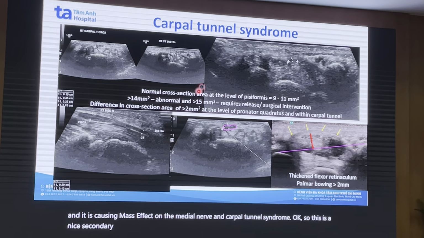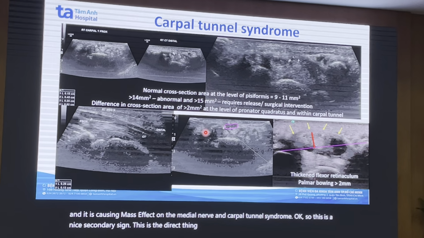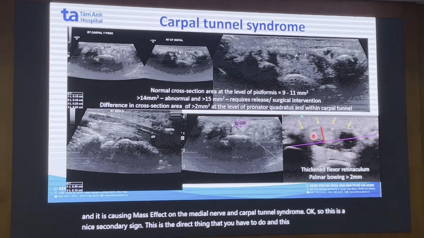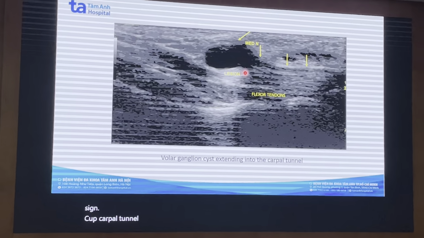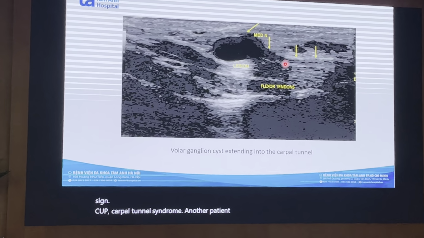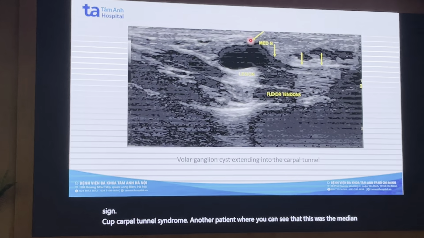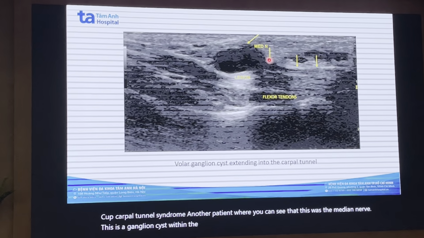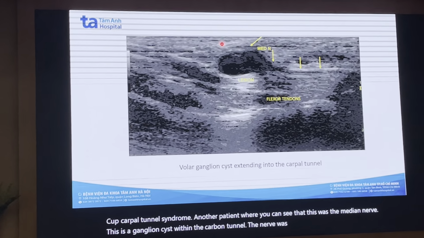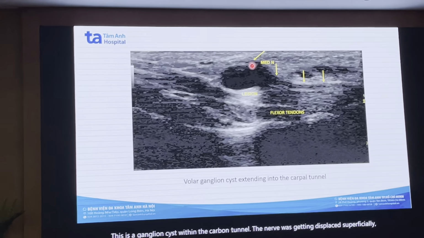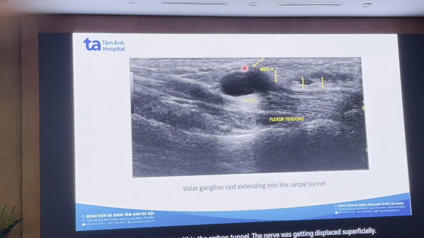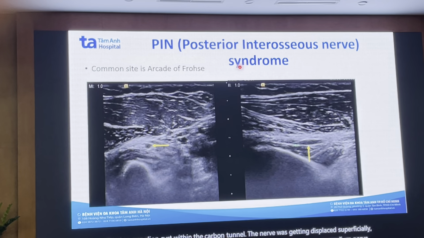This is the direct thing that you have to do, and this is another secondary sign to pick up carpal tunnel syndrome. Another patient where you can see that this was the median nerve. This is a ganglion cyst within the carpal tunnel. The nerve was getting displaced superficially. The tendons are going deeper to the ganglion cyst, and this was causing median nerve symptoms in the patient.